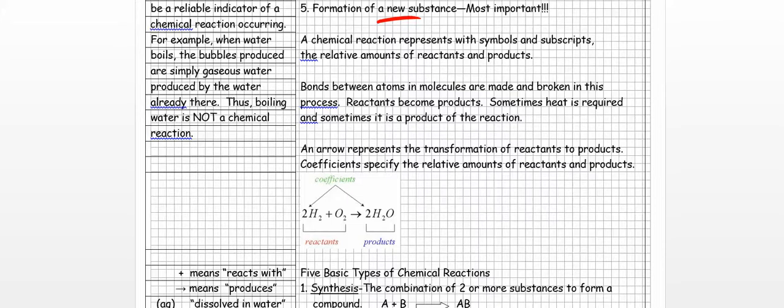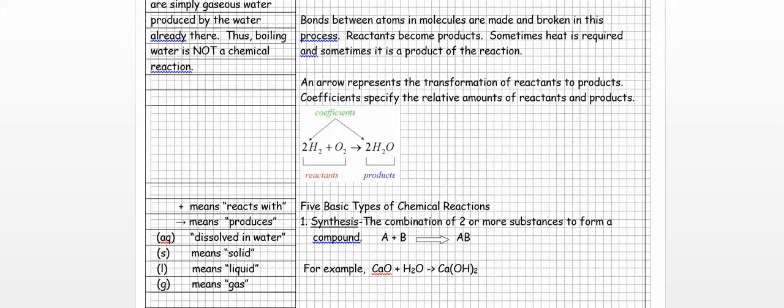Sometimes heat is required. We call that an endothermic reaction, but we'll worry about that later. And sometimes it is a product. Sometimes the heat is the product of the reaction. We call that exothermic. Now, an arrow represents the transformation of reactants to products. An arrow represents going from reactants to products.